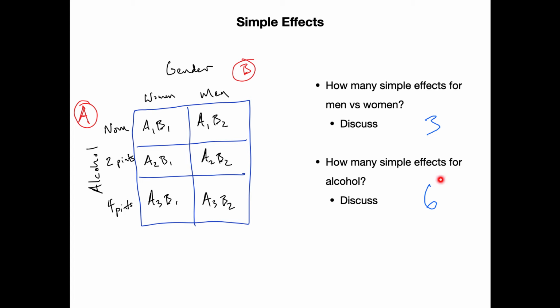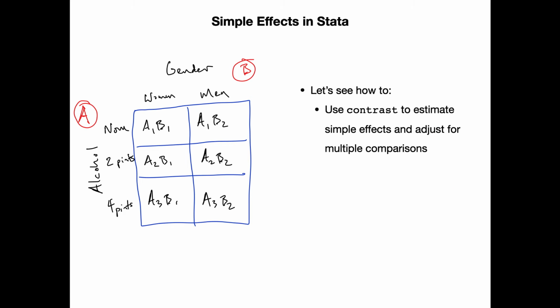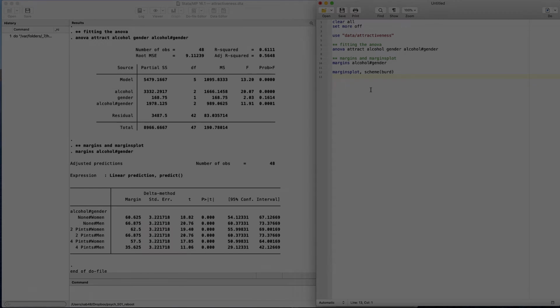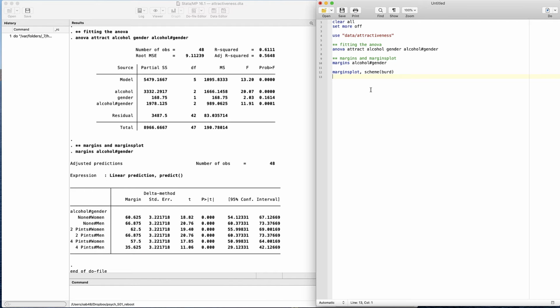So you end up with 6 total. Let's move on over into Stata. We're going to use contrast, which is a command in Stata that will allow us to estimate simple effects, but also, since we're doing a lot of comparisons here, it'll allow us to deal with the multiple comparison problem.